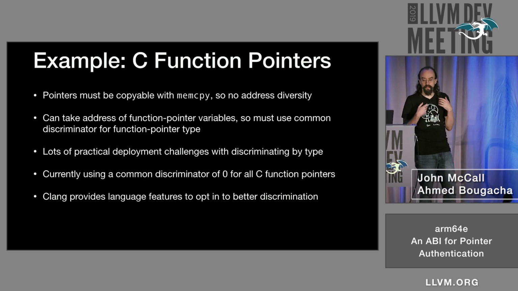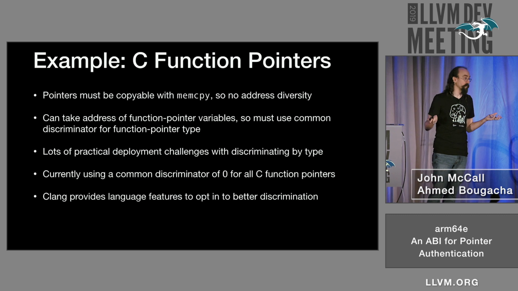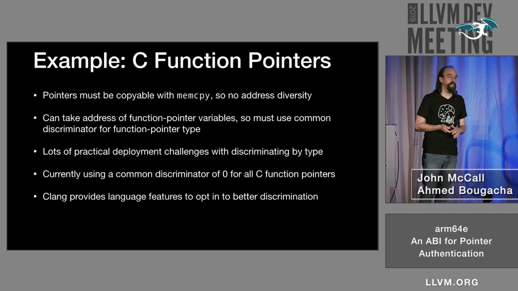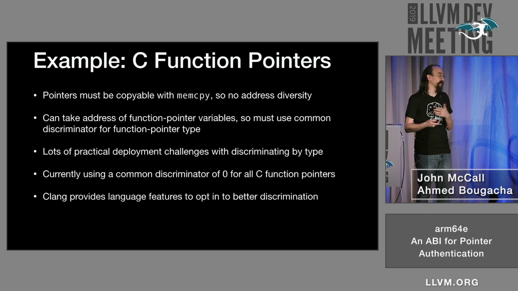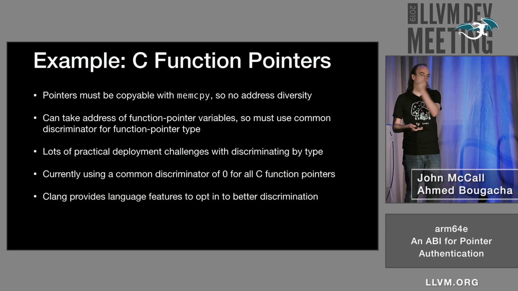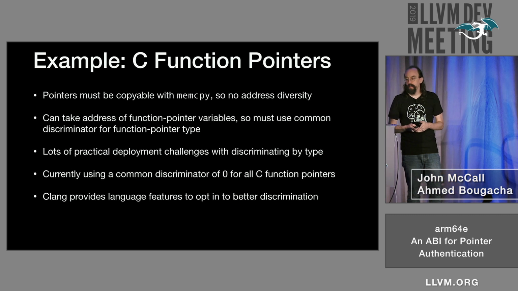The other end of the spectrum, unfortunately, is a C function pointer. The C standard requires that pointers be memcopyable. They have to be a trivially copyable type, just like basically everything else in C. That means that address diversity is right out, because if you wanted to copy something with address diversity, you would have to re-sign it from one discriminator to another.